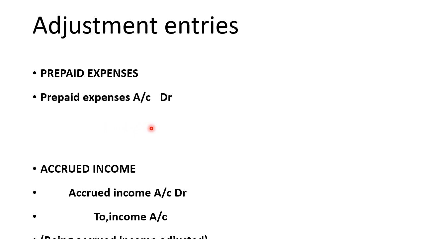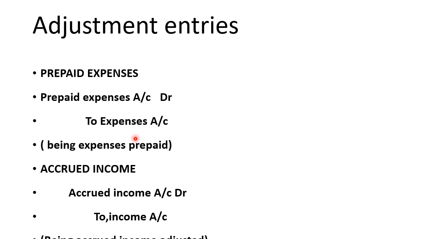Okay. Now next is accrued income. Accrued income means income which has been earned but not been received. So accrued income is an asset, so accrued income will be debited, and when the income is received, we will credit it, because income is credited. So our entry will be accrued income account debit to income account. Now let's see the other.